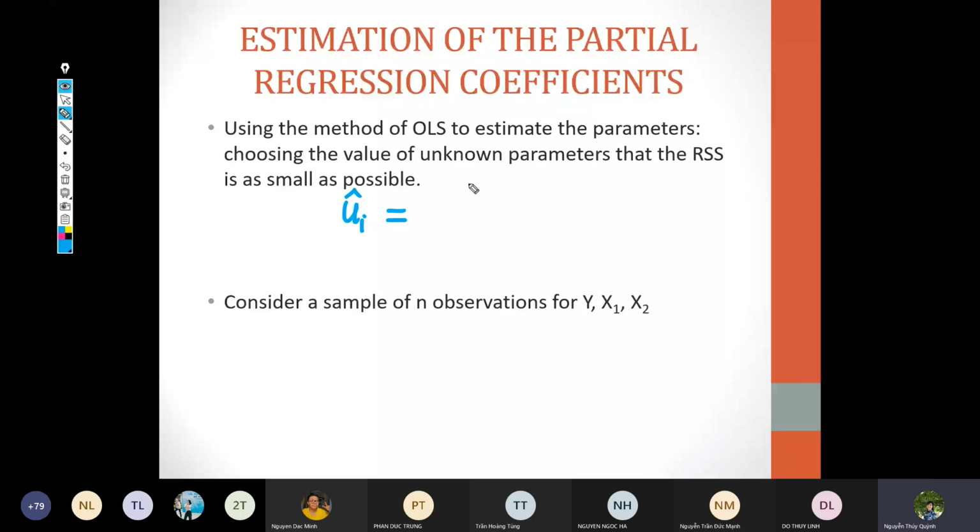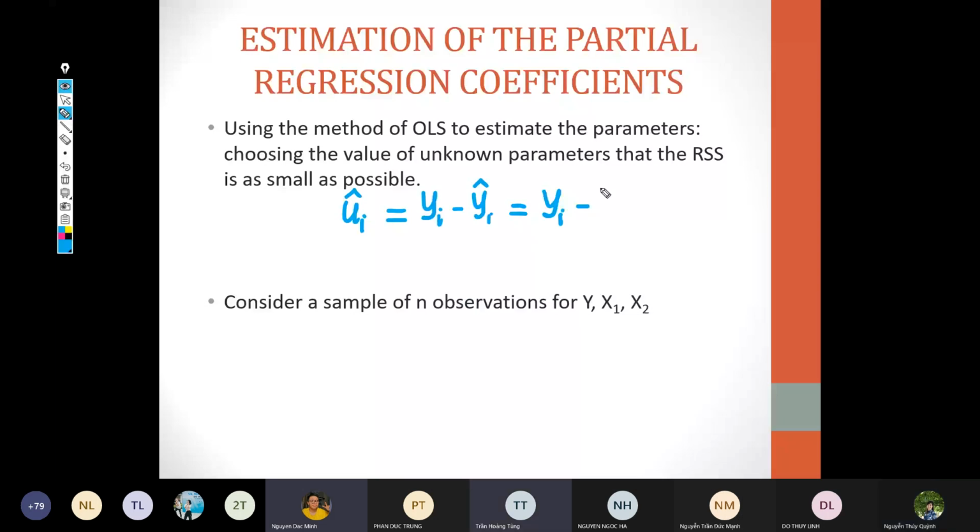What is u_i hat here? The residual of the function. Yes, u_i hat, the residual, is equal to the difference between the actual value and the estimated value, is it? And it is equal to y_i minus what is the estimated value in this case? y_i hat. Yes, y_i hat. And what is y_i hat equal to?